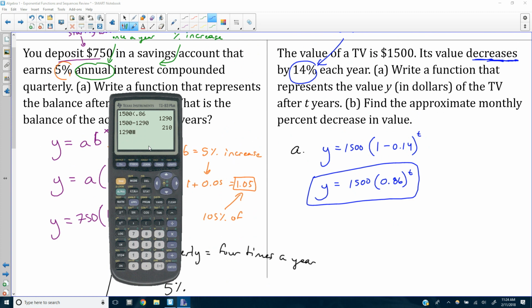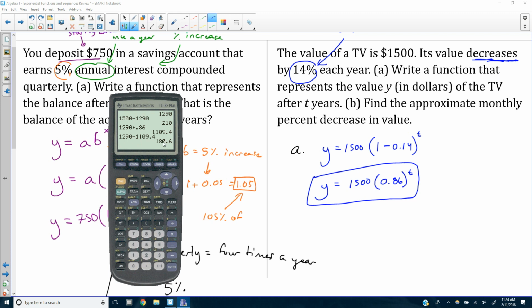Now I'm going to do 1290 times 0.86. And that's that number right there. So let's do 1290 minus 1109.4. That's $180.60 off. So you notice that the biggest drop in price goes from year 0 to year 1, and then year 1 to year 2, and this keeps going.